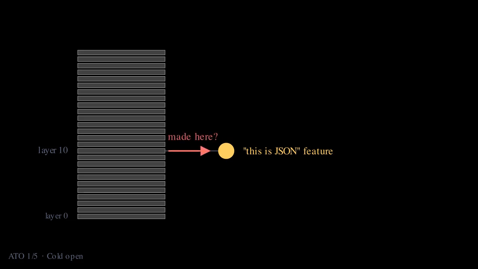Here is the question this whole series is about. Was that detector signal computed right there at layer 10 by the model's machinery? Or was it computed much earlier, say at layer 6, and layer 10 is just holding a copy that was passed along? Carried or manufactured? It sounds almost philosophical, but it has an exact mathematical answer.